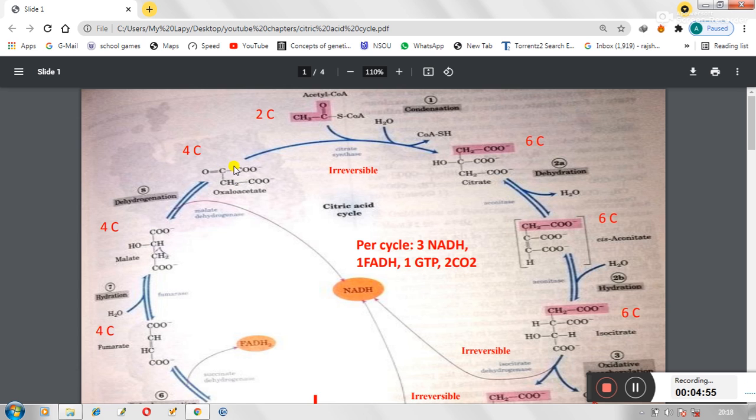oxaloacetate, a 4 carbon compound. This oxaloacetic acid is very important in biology. Oxaloacetic acid is also present in C4 plants, as you have seen. However, this is a 4 carbon compound. This 4 carbon compound is the first acceptor of acetyl coenzyme A with the help of the enzyme citrate synthase, not citrate synthetase. Citrate synthase is very important.